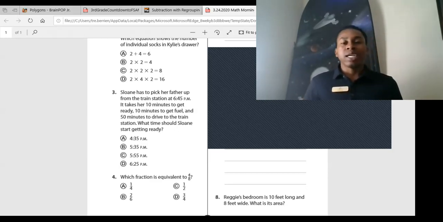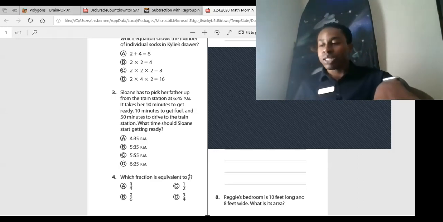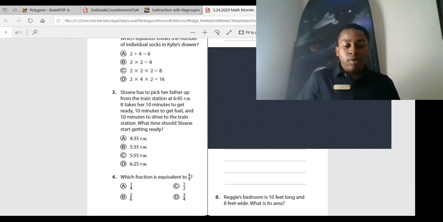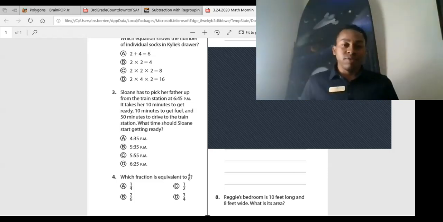So we need to subtract 6:35 minus the 10 minutes. And once you do that, you should have gotten 6:25. Now we don't stop there because we still need to go back another 50 minutes. So when you go back another 50 minutes, you already know that the answer choice wouldn't be D. That's a process of elimination here. That's a strategy. 6:25 would be out because we are already at 6:25 and we only subtracted 20 minutes and we still need to go back another 50.